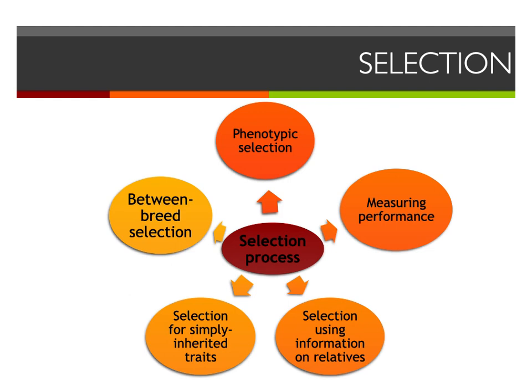This slide shows the process of doing selection, either based on the phenotype and between-breed selection, or if the selection is for a simply inherited trait. Selection can also be done by using information of the relatives. And of course, in order for you to select an animal, you have to measure the performance of the animal.